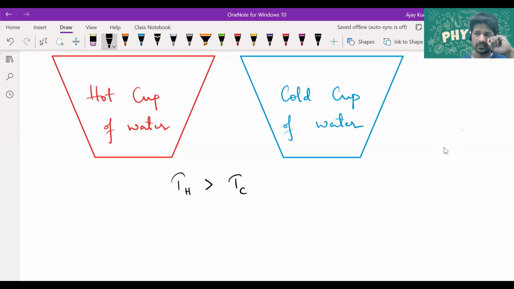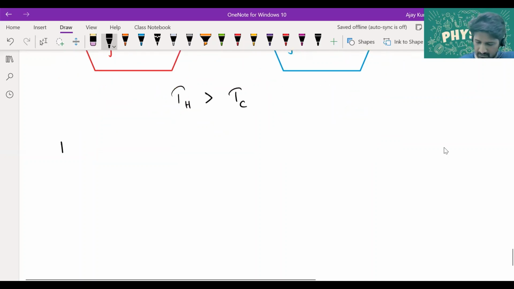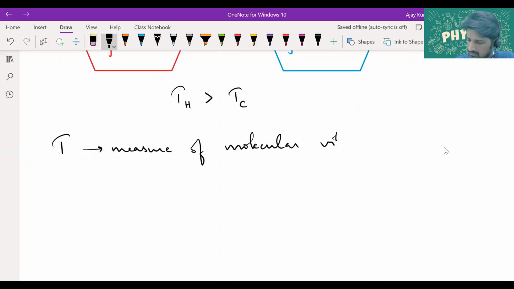More molecular vibration means what? When you touch the hotter object, molecules are vibrating very fast, so it's like they hit you harder than when you touch a cooler object. When you touch a hot object and a cool object, the molecules of the hotter object hit you harder. That is why you feel more hurt than with a cold cup or the cooler object. So remember, temperature is a measure of molecular vibrations. That is what temperature is.